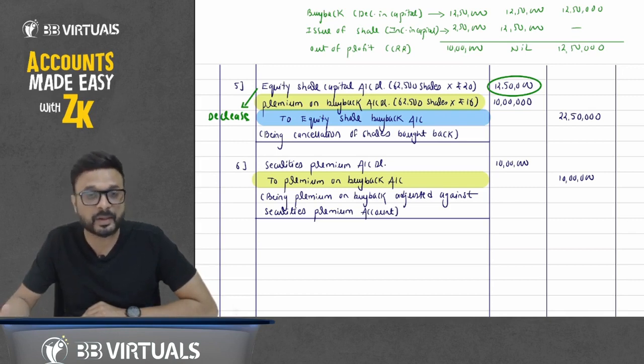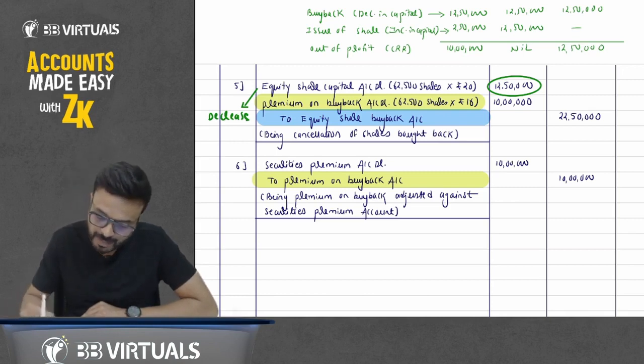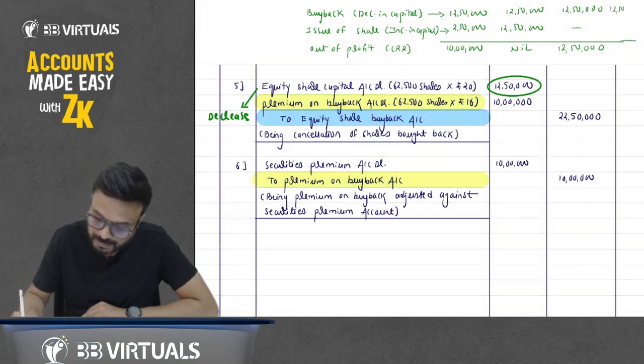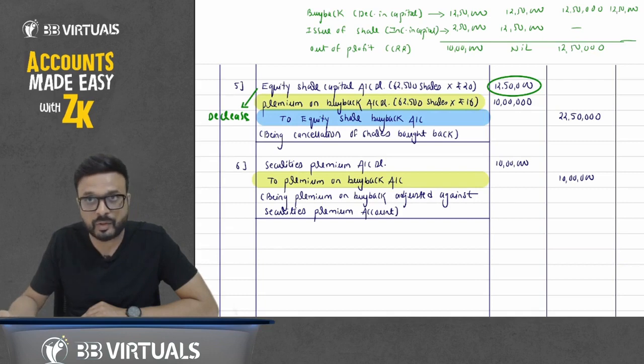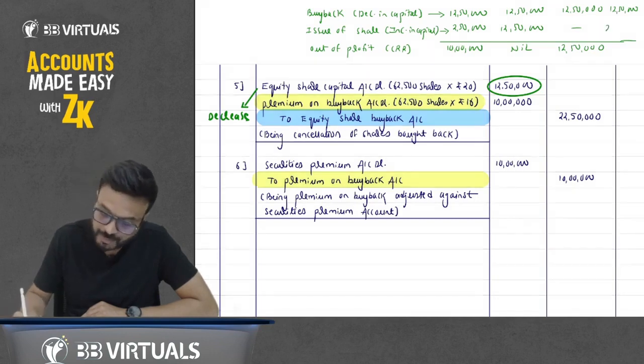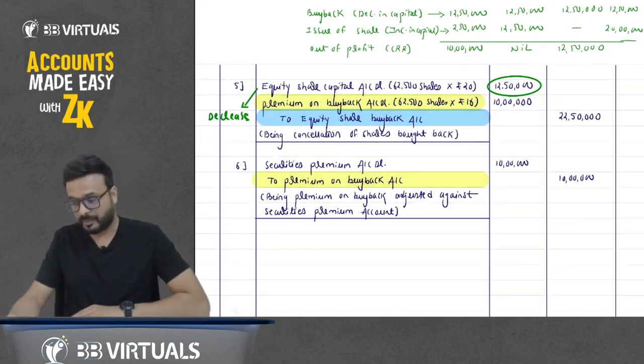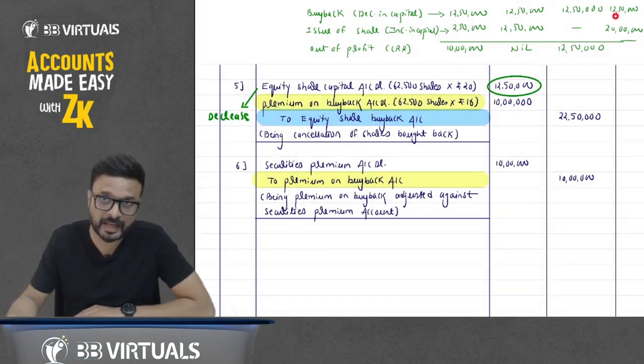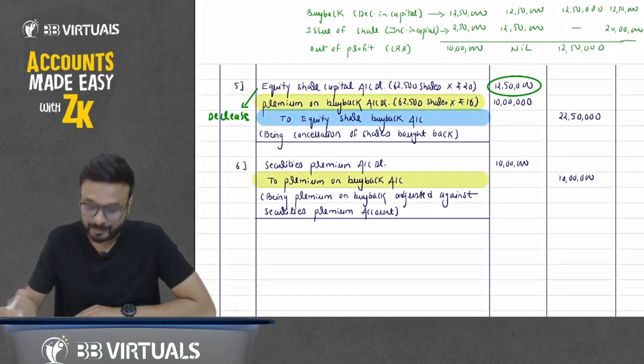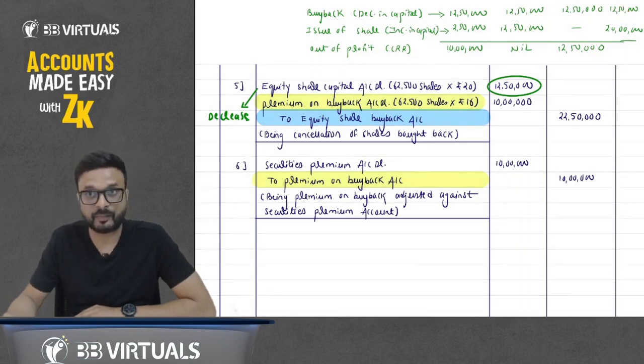If you understand, it may also happen that we have done the buyback, a decrease in capital of 12 lakh 50, and you have issued shares in the market, suppose of 20 lakh. Yes, we can do more, no problem. Increase in capital may be more than 12 lakh 50. That's not the issue. The increase in capital should not be less than 12 lakh 50. If it is less than 12 lakh 50, then the remaining should be out of profit.